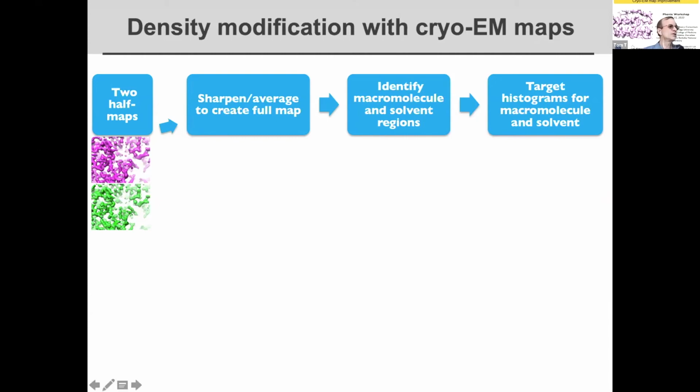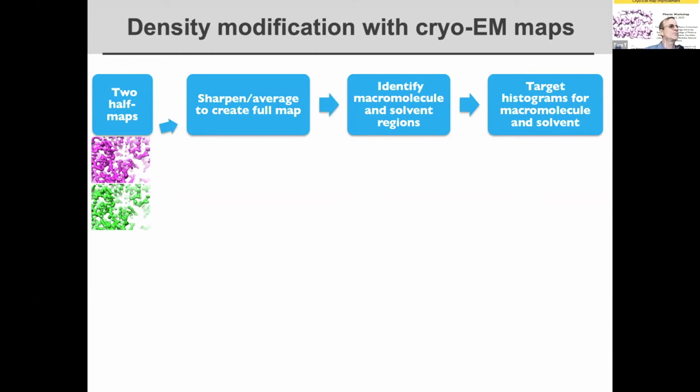Okay, so here's our procedure. We're going to start with 2 half maps. And then we're going to create 1 full map by sharpening and averaging them. So basically doing auto sharpening.